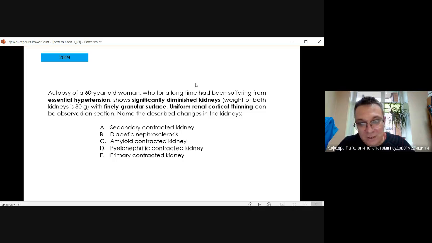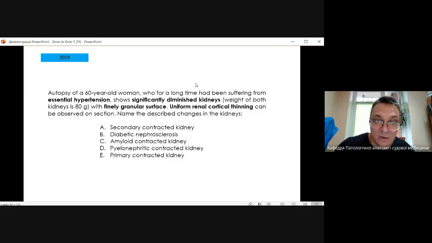So the first question is about essential hypertension, diminished kidneys, small kidneys with finely granular surface and uniform renal cortical thinning. And you answered E, primary contracted kidney or primary shrunken kidney. For sure, that's primary shrunken kidney, because you have to associate this type of small kidneys, like renal sclerosis, with essential hypertension.